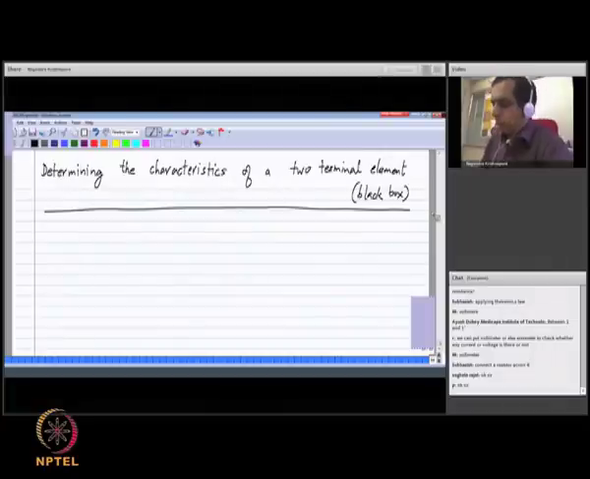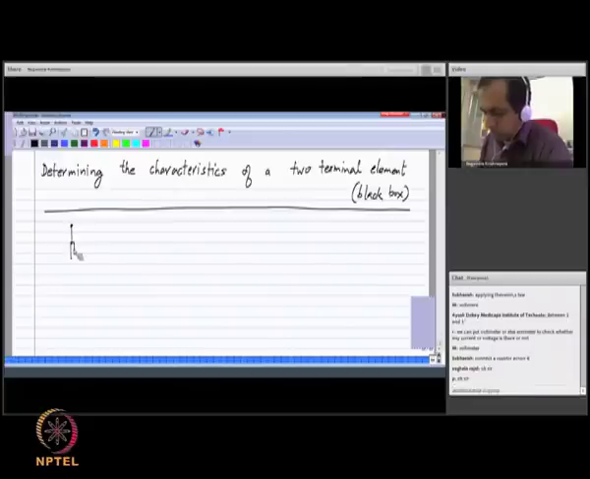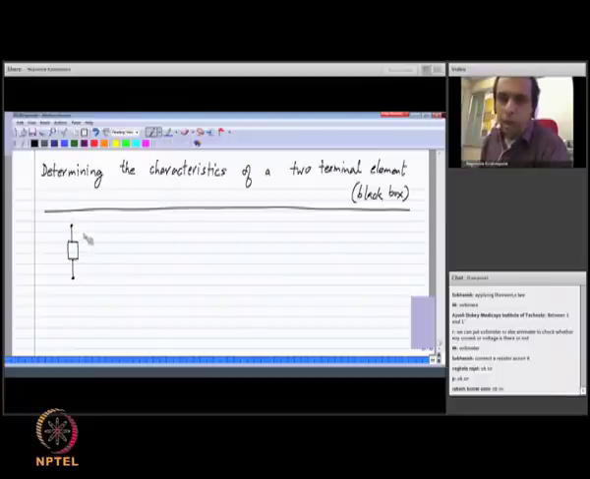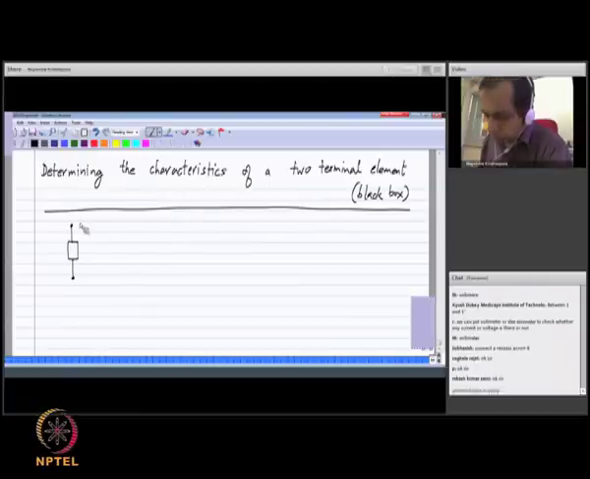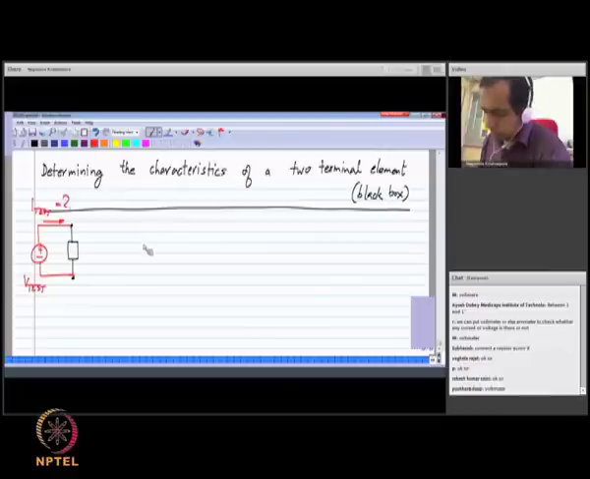When I say a two terminal element, it could be a two terminal element or a black box. And it's understood that you don't yet know what the element is. So you're just given a box like this. You have two terminals, so all you can do is apply a voltage, let's say V-test, and you measure the current.